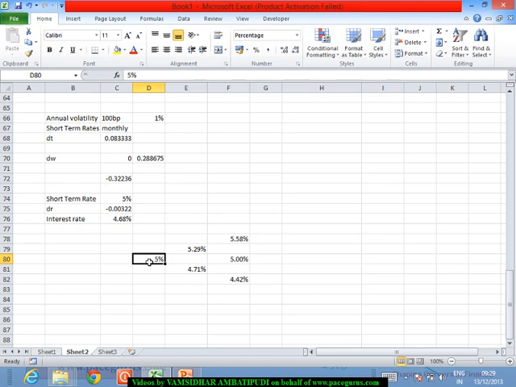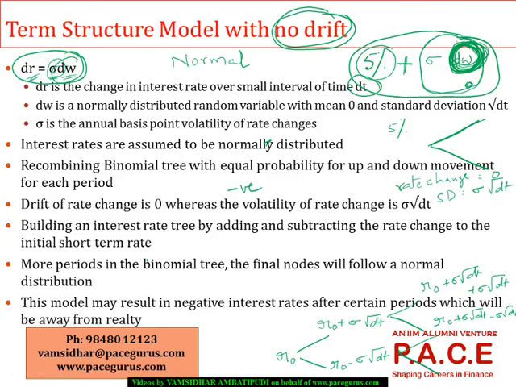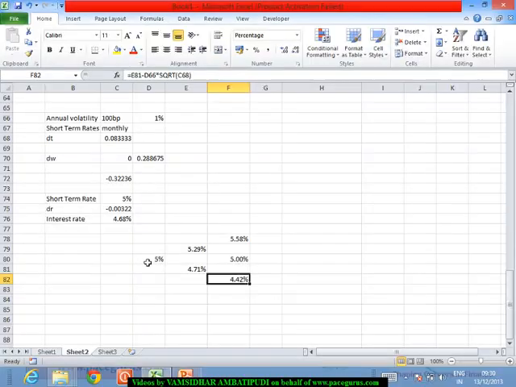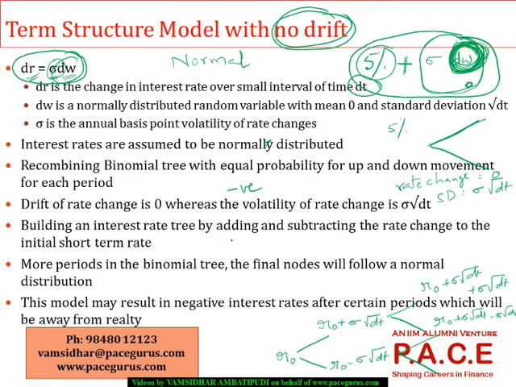What you could see is after some n number of periods, the interest rates can turn out to be negative also, which could clearly indicate to us that this model may not be robust, because negative interest rates is something which cannot be looked at in reality at all, right? And if I am increasing the number of periods, the final values that come out, I am assuming that they will follow a kind of normal distribution itself. That is our assumption, that the interest rates are assumed to be normally distributed.